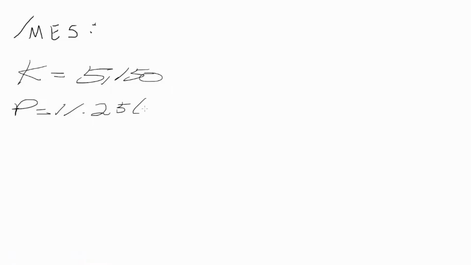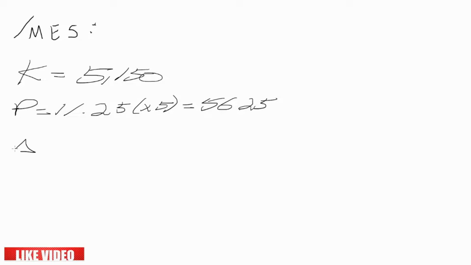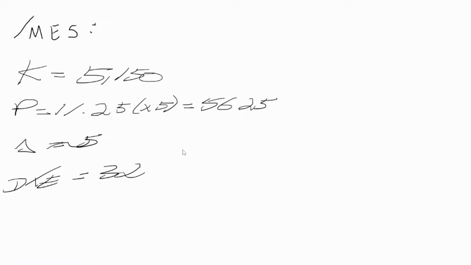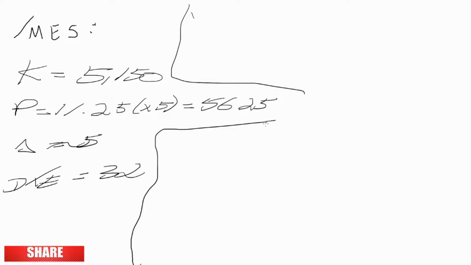Okay, so our strike price was 5,150. The premium that we collect was 11.25. Okay, but remember, we multiplied that by 5. That gave us 56.25. This is in dollars, by the way, okay? Our deltas, same thing again, was roughly 5. Okay, roughly 5. Our DTE was also the same at 32 days. Okay, everything stays the same. Okay, nothing changed in relation to the SPY trade that we did.